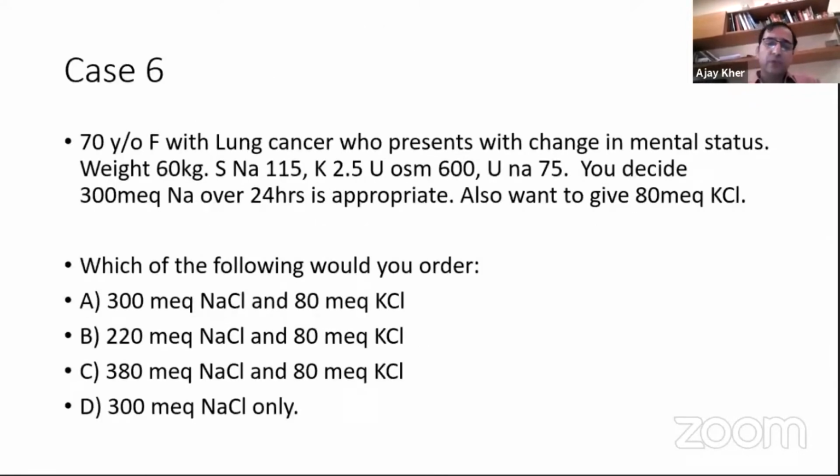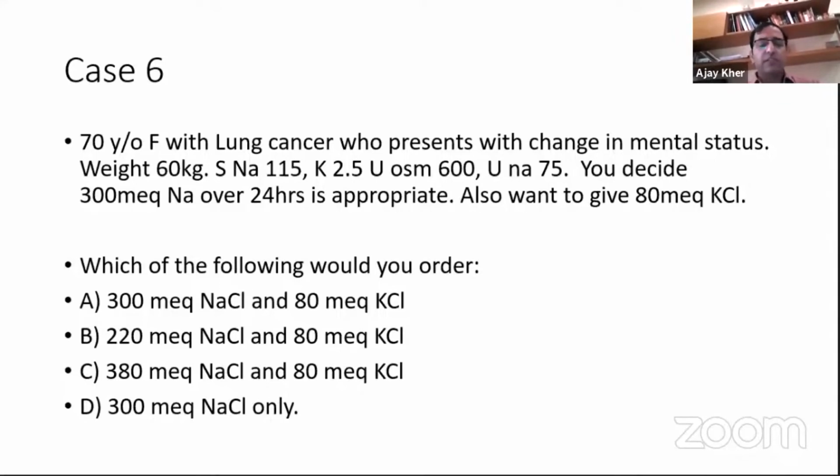So the last case that we'll talk about is a 70-year-old female with lung cancer who presents with change in mentation and has a weight of 60 kgs. Serum sodium is 115, potassium is 2.5, urine osmolality 600, urine sodium 75. You follow the algorithm. The serum osmolality is low, urine osmolality is high, urine sodium is high. So this is a SIADH, likely due to the lung cancer. You do your calculations of sodium deficit and you want to give 300 MEQs of sodium over 24 hours.